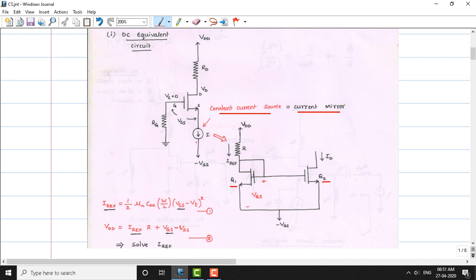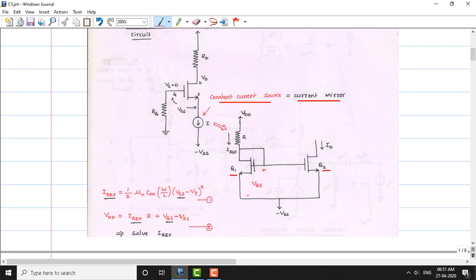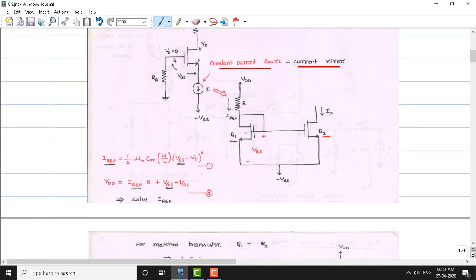Now let us see the details of this constant current source, which is nothing but a current mirror circuit. The current mirror circuit comprises two transistors, Q1 and Q2, and we assume that these two transistors operate in the saturation region. Let's take the Q1 transistor first. If Q1 is in saturation, the current flowing through it must be a saturation current, and the mathematical expression for this is given by equation 1.